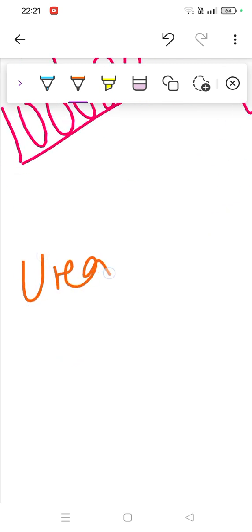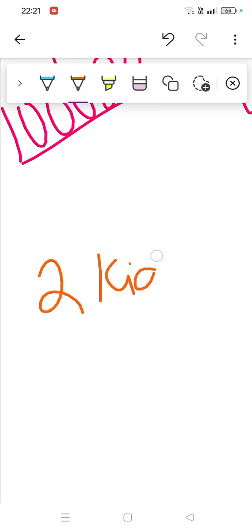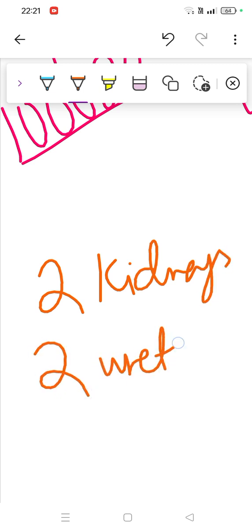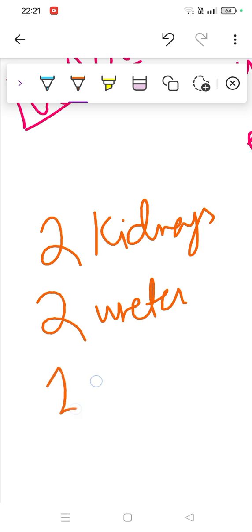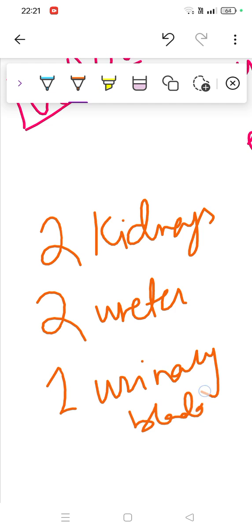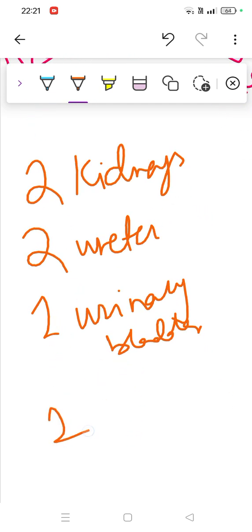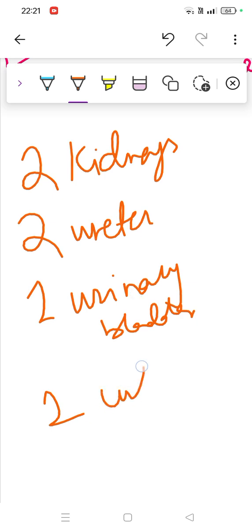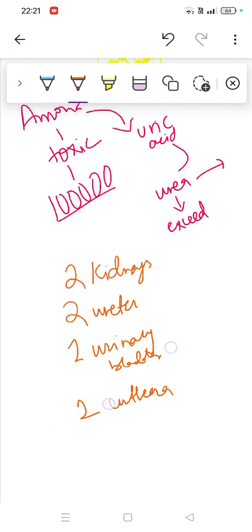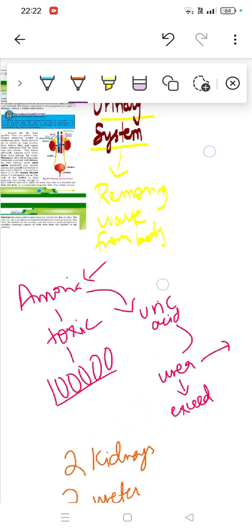What are these steps? When we talk about the entire urinary process, we need two kidneys, which are quite important, two ureters, and one urinary bladder. All these parts take part to excrete, to remove urine. Then one urethra, right? So basically the kidney does all these functions.